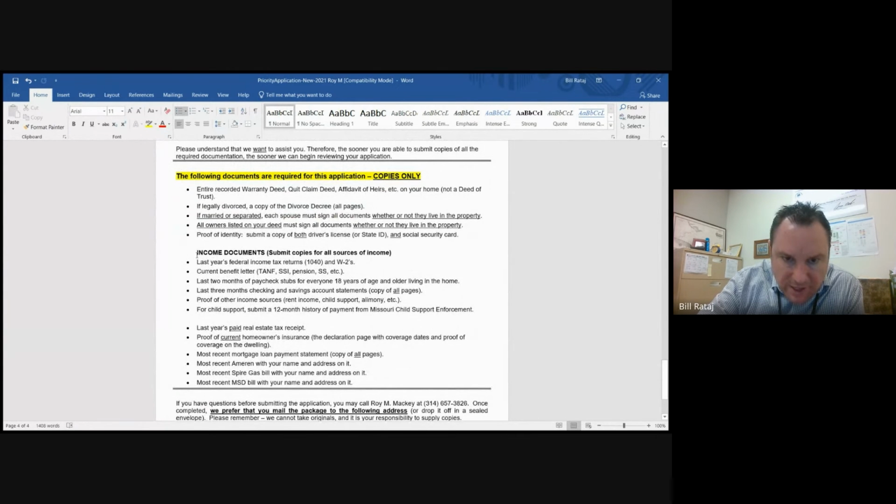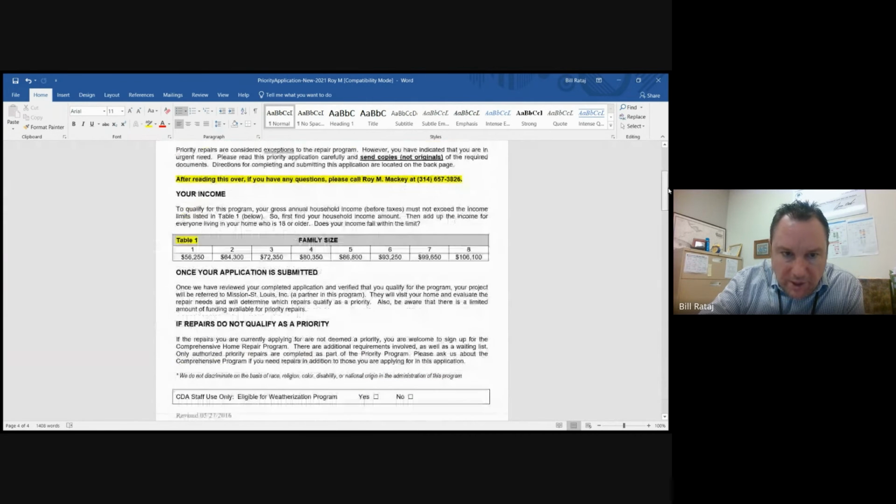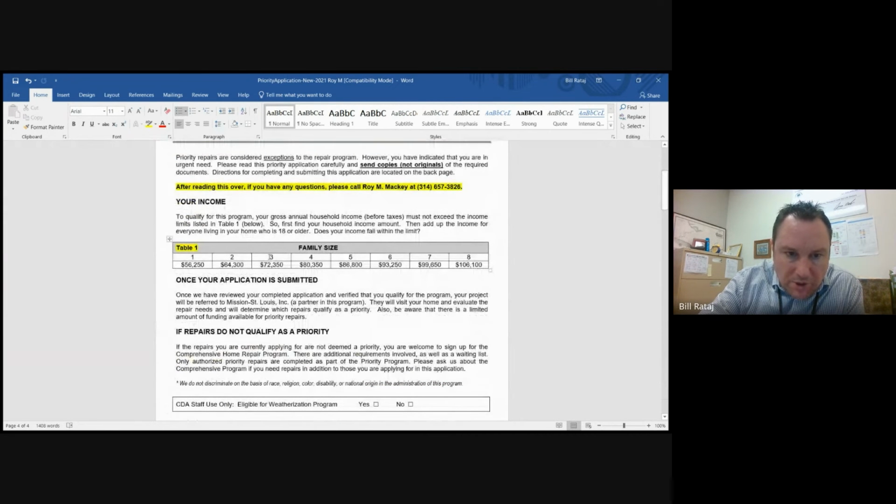Next up is a list of documents that you have to submit to document your income. Remember, on the first page of the application, there's this income chart here, which is adjusted by family size. That's HUD's main determination for who is eligible for the program. I forgot to mention that these income amounts fluctuate every year. So they have not come out for 2024 yet. So we're still working on 2023 income guidelines, but they will come out later this year.